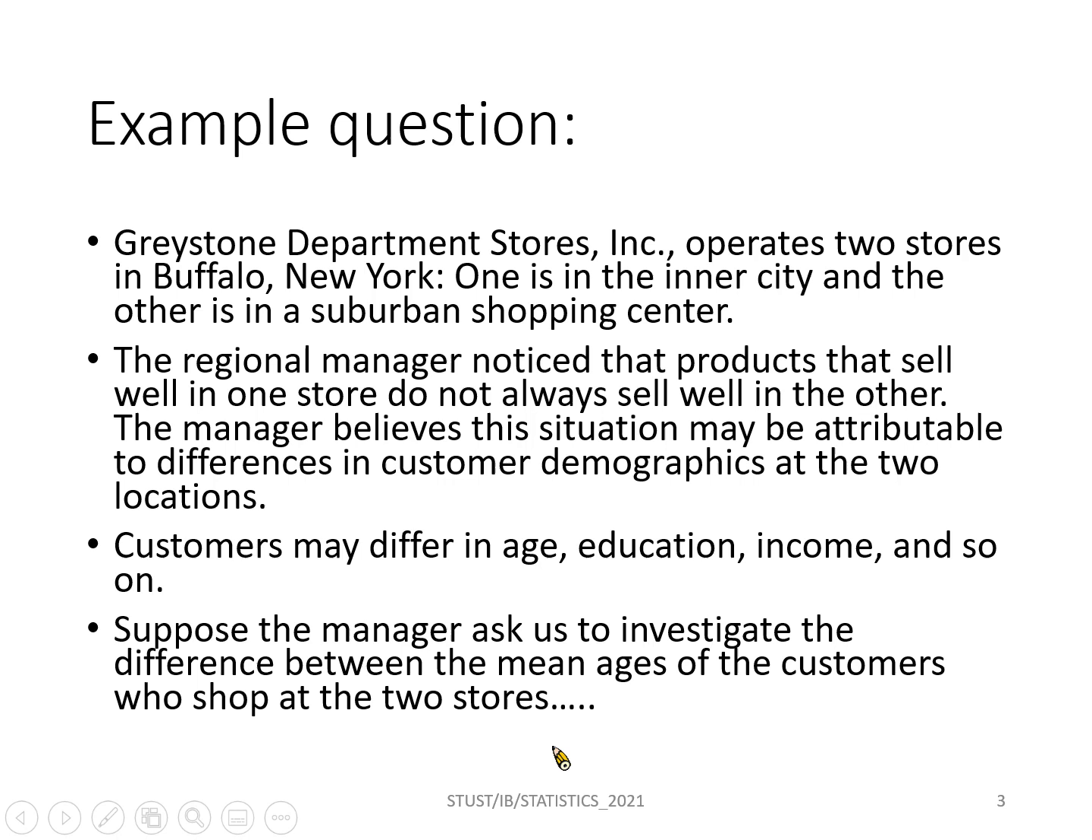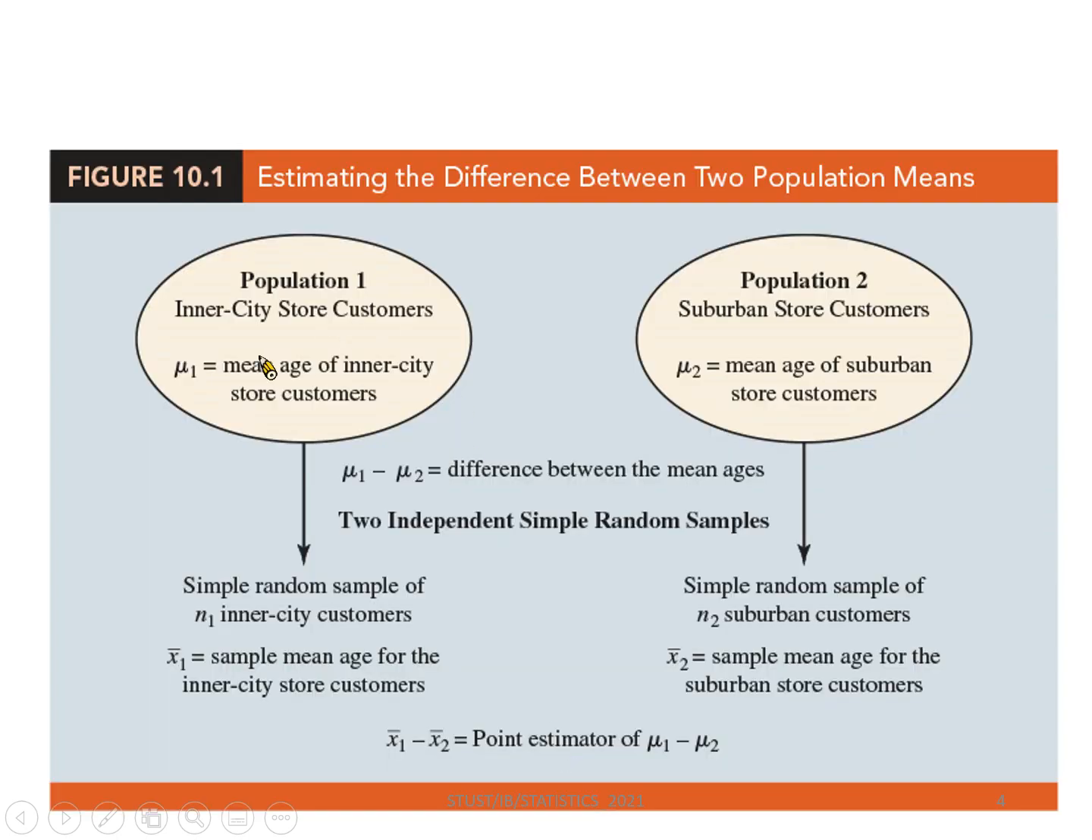Suppose the manager asks us to investigate the difference between the mean ages of customers at the two stores. Then what will you do? You know there are two stores for the Greystone department store, one in the inner city and the other in the suburbs. Those are the populations for you. But if you would like to do the experiment to know the difference, you will do sampling, for example, random sampling, to get the mean from the sample.